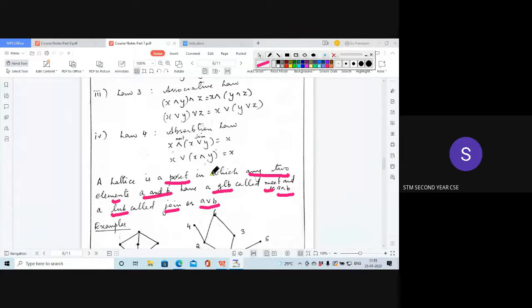A lattice is a poset in which any two elements A and B, any pair of elements A and B, have a greatest lower bound and a least upper bound. If any one of them does not exist, then it cannot be called a lattice. In a lattice, for every pair, there should be a least upper bound and a greatest lower bound.